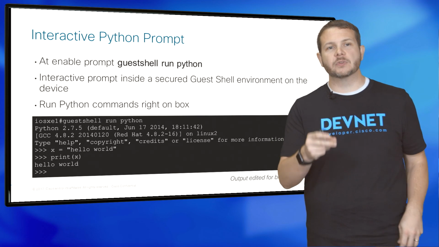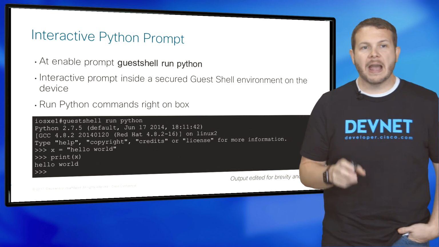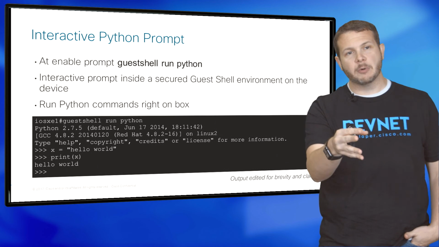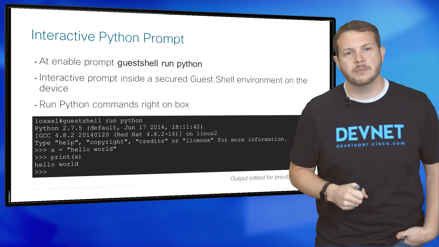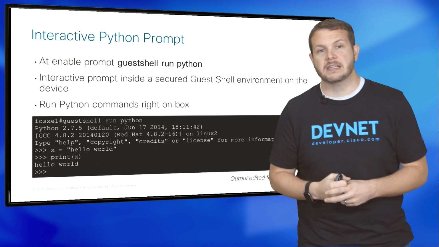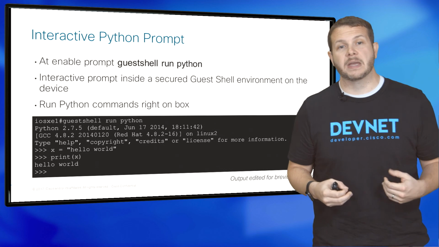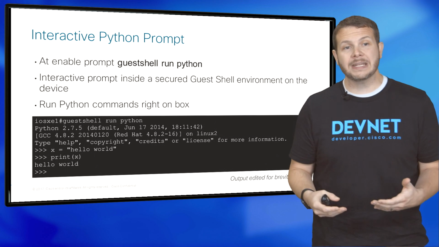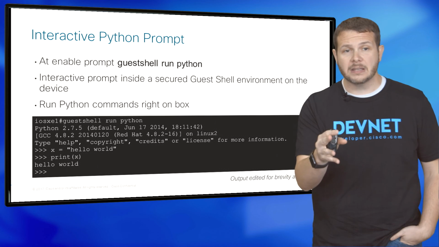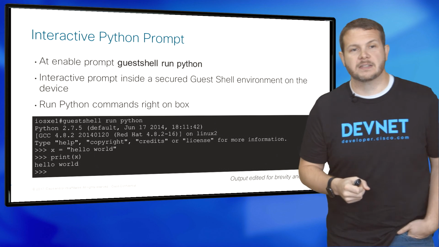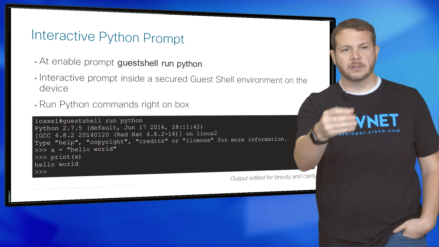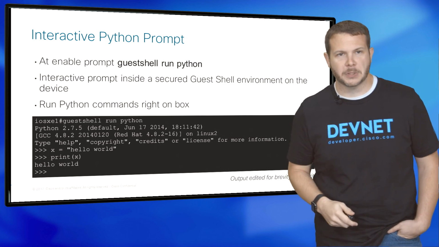If we look at each one of these, we'll start with interactive Python. At the enable prompt on your device, either your IOS enable prompt or your NX-OS enable prompt, you can simply run guest shell run python. That syntax says, inside of the guest shell, please run the command python. That will generate an interactive Python prompt right on the box where you can run Python commands. In this example, we're running the basic hello world: x equals hello world, print x, hello world, and there we go.